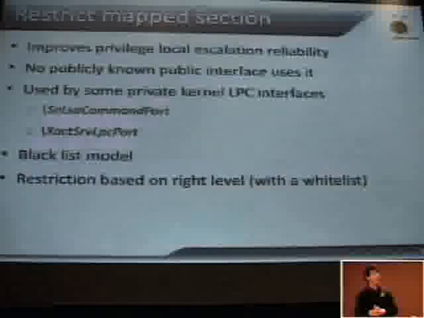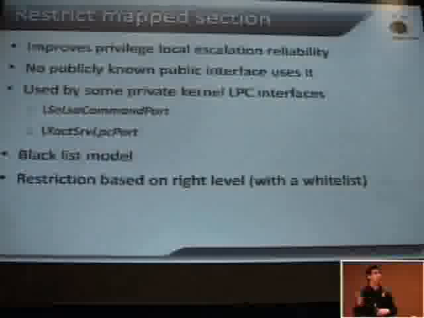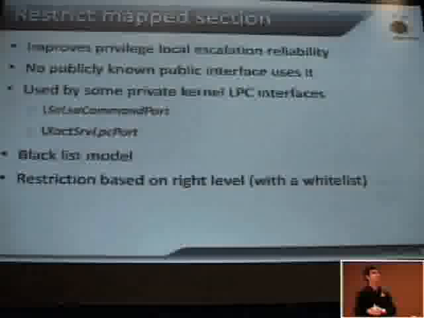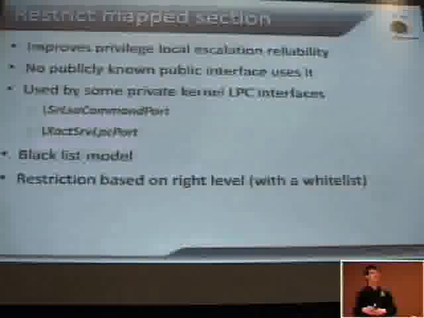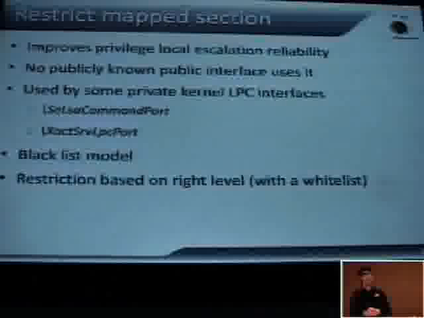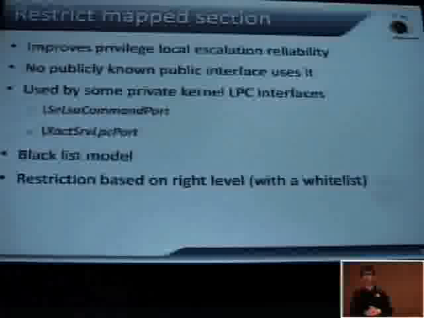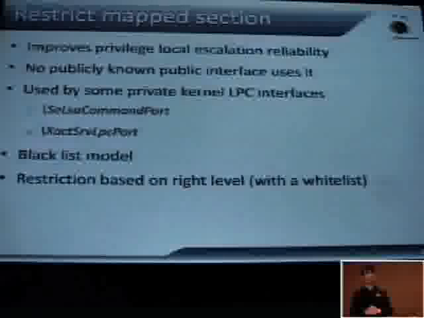So basically, we're saying that you can have two different approaches. First, you can blacklist the remote mapping section feature on some Lpc interfaces that you think are critical. That's not the best way because Lpc interfaces evolve across versions, and you're not sure that a later version will not support the remote mapped section feature. We can also look at the server right level and the client right level, and if the server is higher than the client, we just deny this feature.